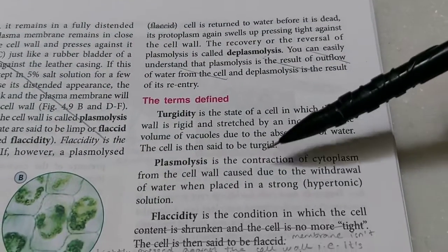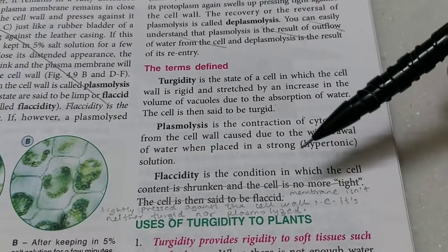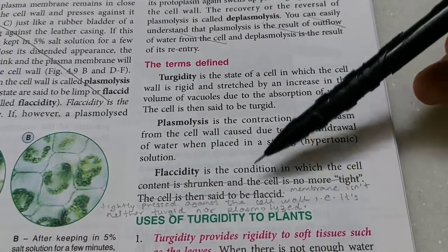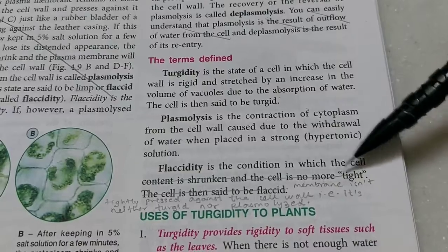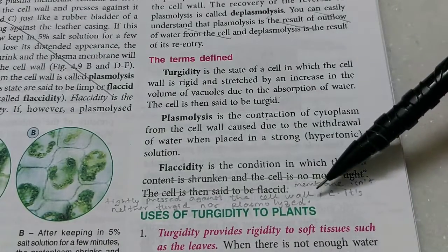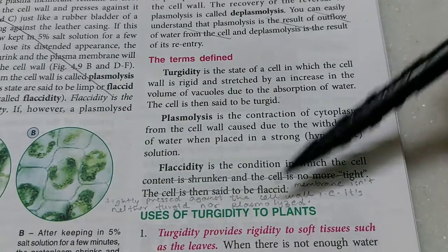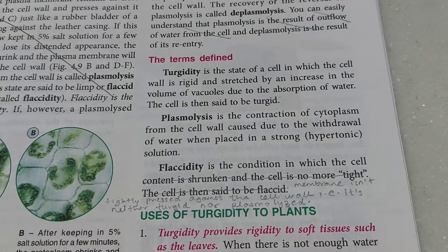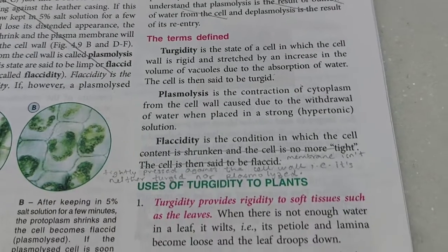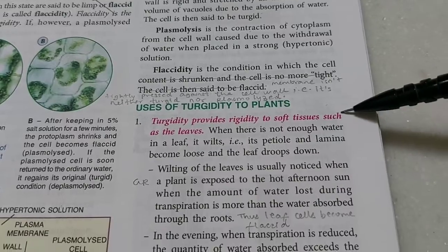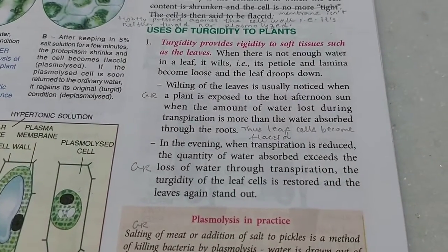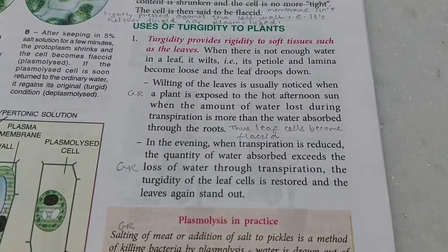Some definitions: turgidity, plasmolysis, and flaccidity. Flaccidity definition is wrong, change it. It is a condition in which the cell membrane isn't tightly pressed against the cell wall. That is, it's neither turgid nor plasmolyzed. Now, there are some uses of turgidity to plants. First of all, it provides rigidity to soft tissue such as the leaves. Mark this as a GR and GR.